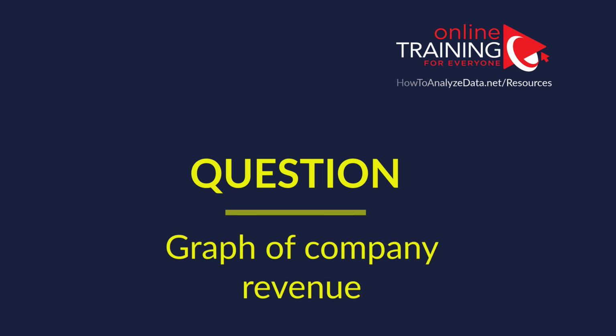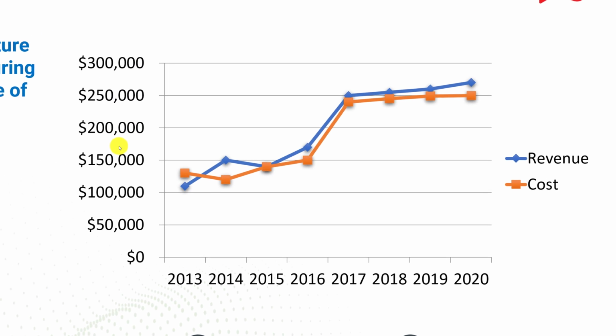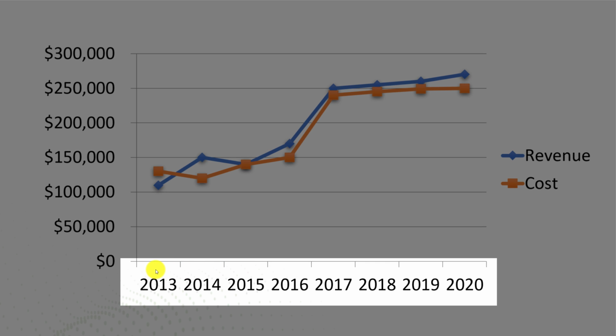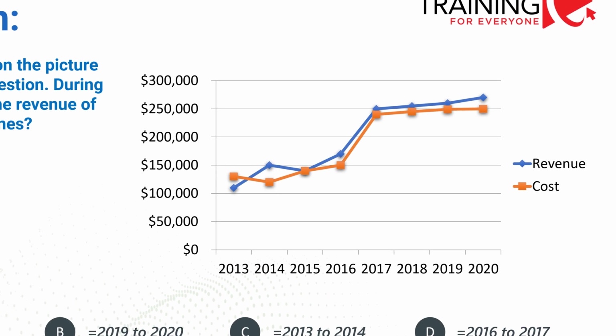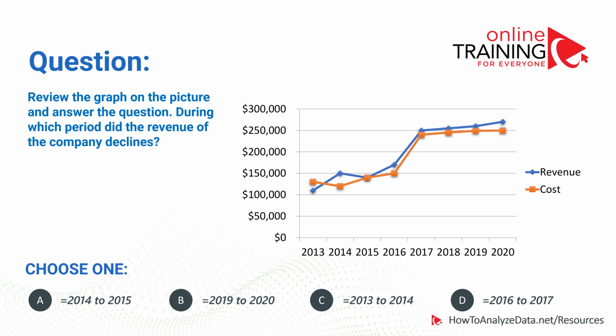Let's look at the question, which tests your knowledge of logical reasoning and how well you can apply this knowledge to charts and graphs. Review the graph in the picture and answer the question: during which period did the revenue of the company decline? There is a picture represented here with 2 lines, one blue line that shows revenue, and then the orange line which shows the cost. The period is from 2013 to 2020, and you have 4 choices to select from: 2014 to 2015, 2019 to 2020, 2013 to 2014, and 2016 to 2017. Which one do you think is right?